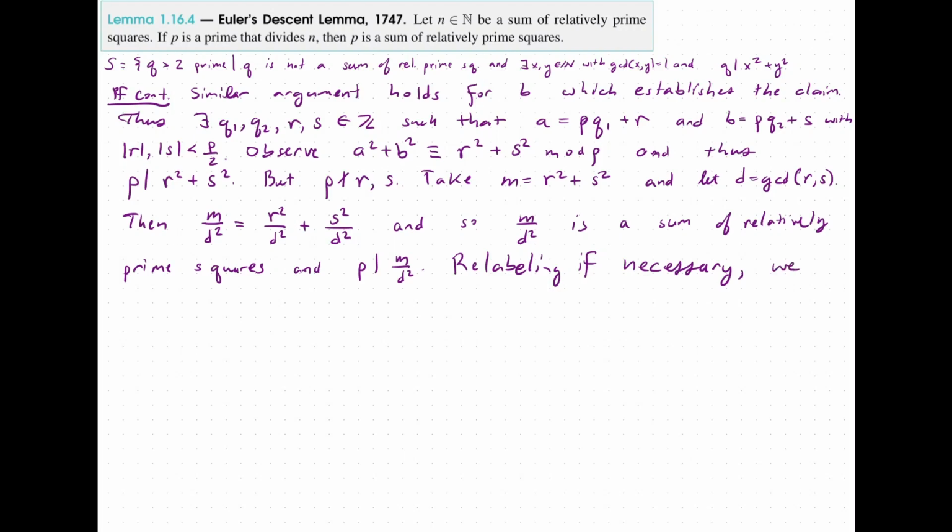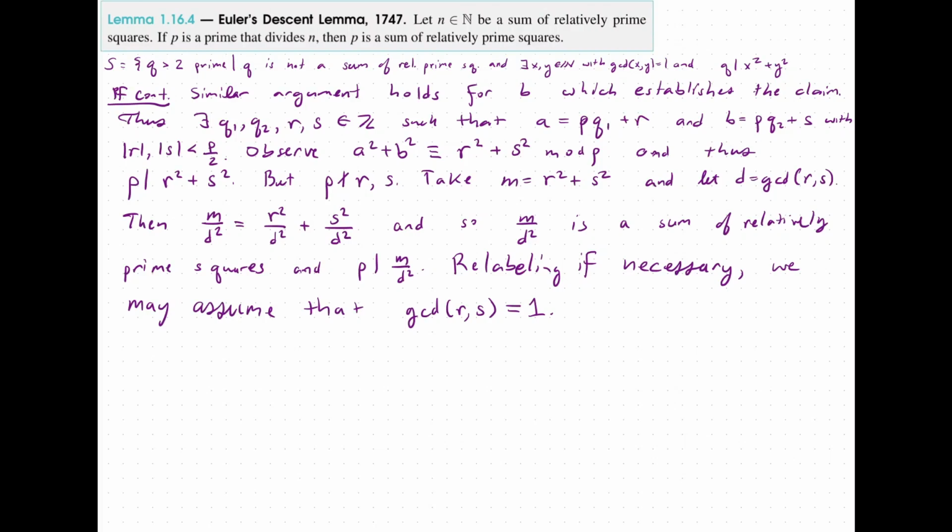We may assume that the GCD of R and S is equal to 1. Because if it was not, we can go ahead, do what we just did here to get that m over d squared is a sum of relatively prime squares, and we can just take this to be our R, this to be our S, and then m would just be r squared over d squared plus s squared over d squared, a sum of relatively prime squares. So we have this assumption here.